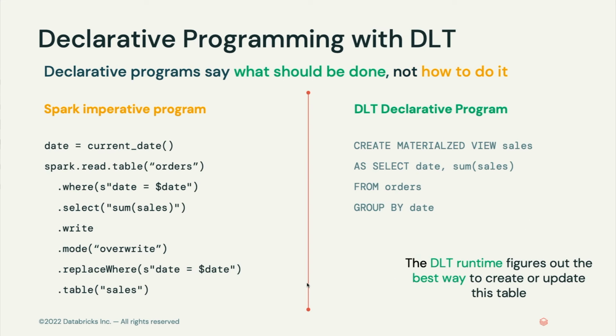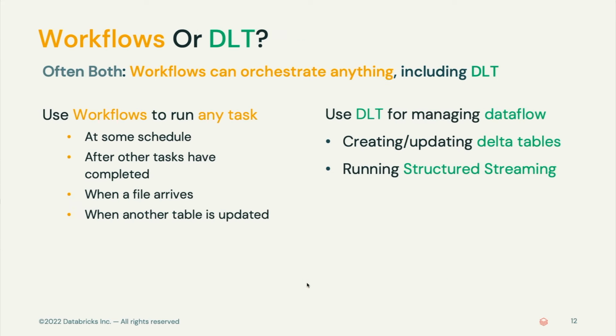If you think about your average Spark program, an imperative Spark program will tell you exactly what needs to be done. It will say things like, overwrite this partition. Whereas a declarative DLT program is just going to say, this table should exist, and it should have this answer stored inside of it. And then it is the DLT runtime's job to figure out what is the best way to create or update this table.